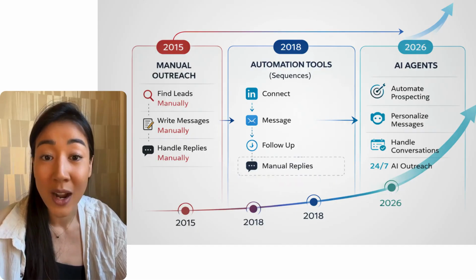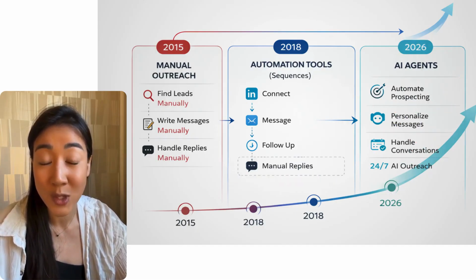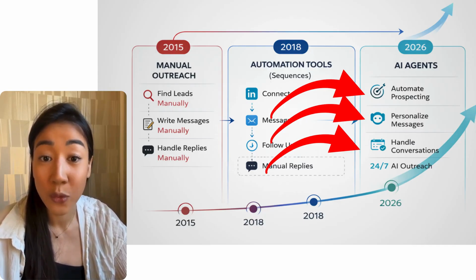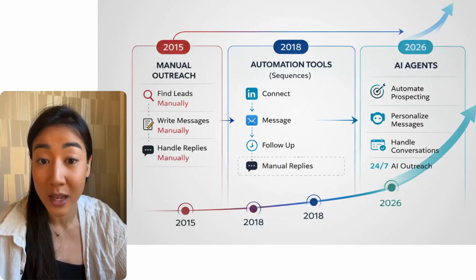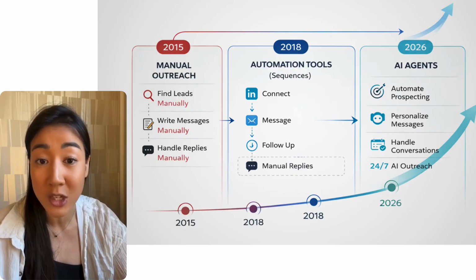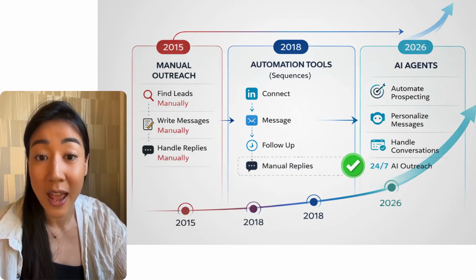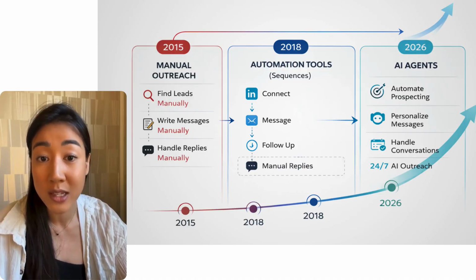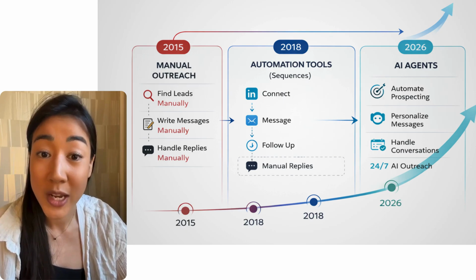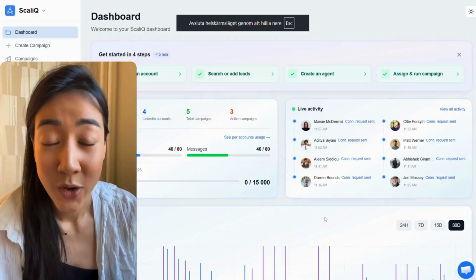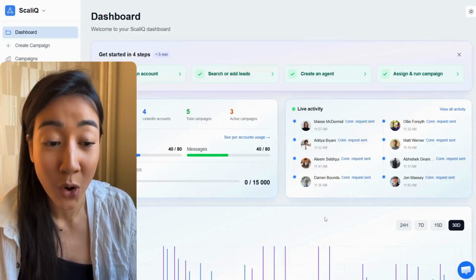And this is where we decided to build scaliq. So scaliq is a LinkedIn outreach AI agent that now can read full profiles on LinkedIn, understand what the person does, understand the company, generate contextual messages based on that, and then handle replies for you and also continue conversations when someone actually replied. So now here's how it works in scaliq and what the AI agent can actually do for you.